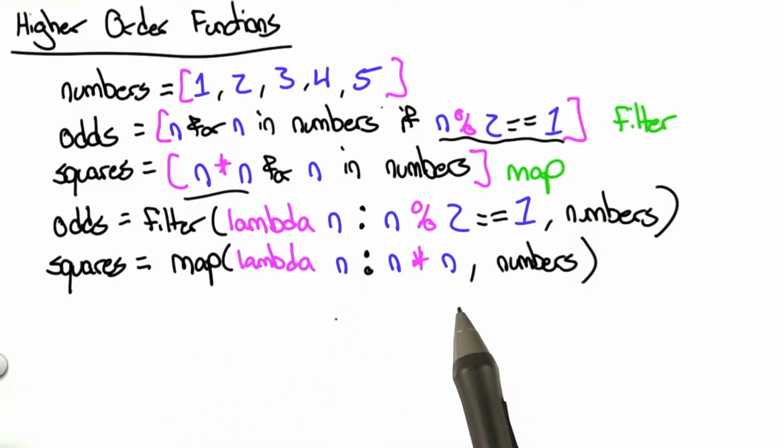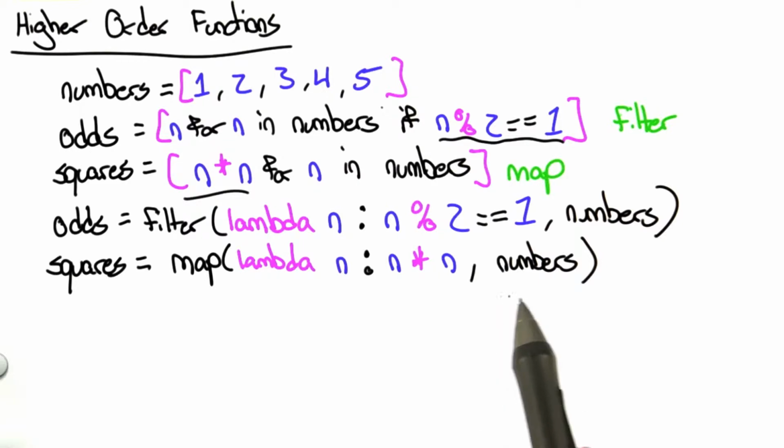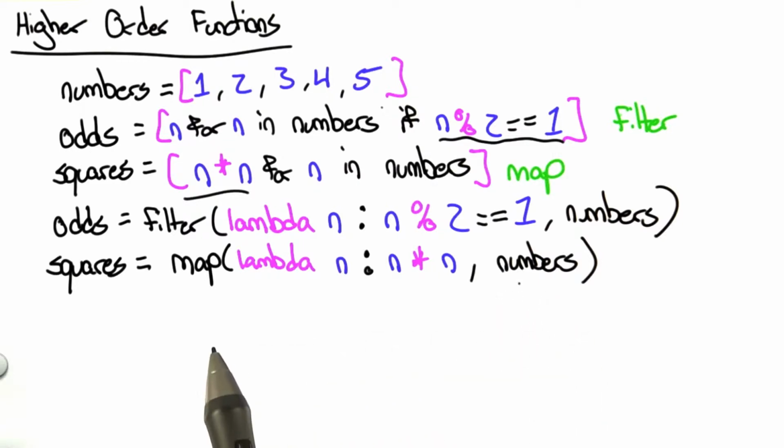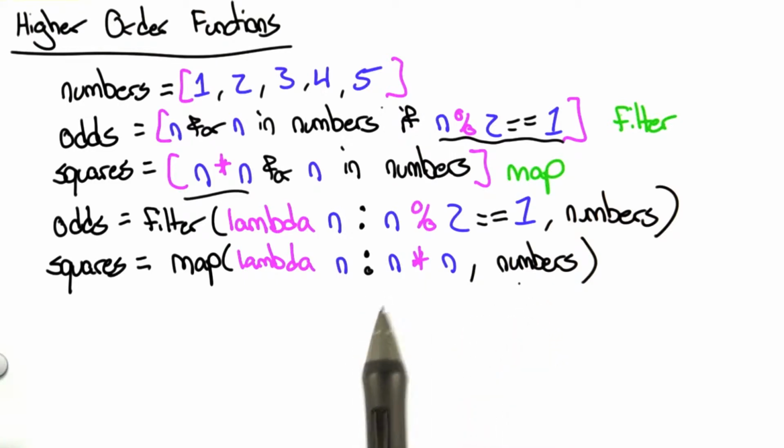Here's how we generate the squares using the map operation. We pass in two parameters, just like we did with filter, where the first one is a function, the second one is a list. And map returns a new list that is the result of applying each element in numbers to the first parameter that we gave, the function.